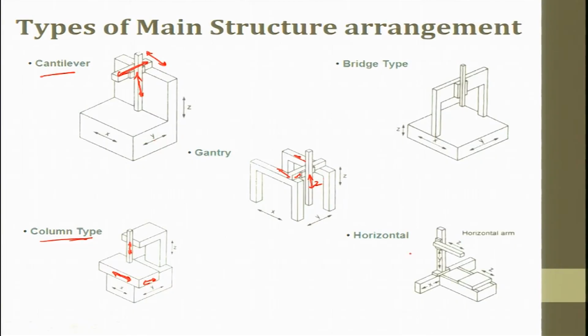Next is the bridge type, the machine that we have in our laboratory. In this the whole bridge can move in the x direction, the column can move in the y direction, and the arm can move in the z direction. Then the horizontal arm machine: this is for x movement, and this should be z, in the top and down direction, and this should be y in this direction.